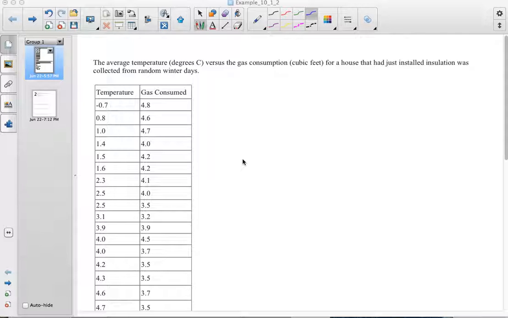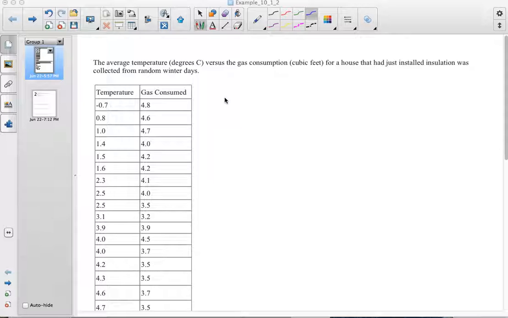So the first thing to realize is that it is in fact a regression analysis, and the way I know it's a regression analysis is that I happen to have two different types of variables. I have a temperature and gas consumed. Usually when we have two different types of variables like this, we are going to be doing a regression analysis. So our first thing we have to figure out is what is in fact our predictor variable and what is in fact our response variable.